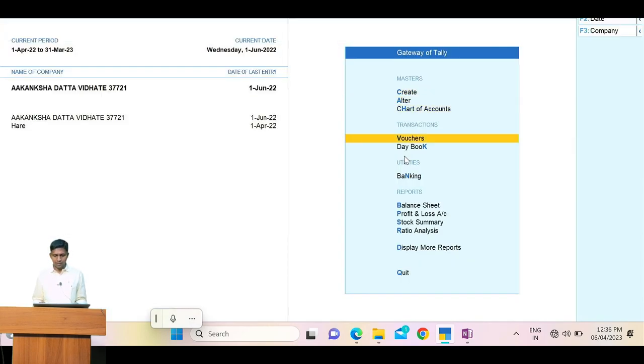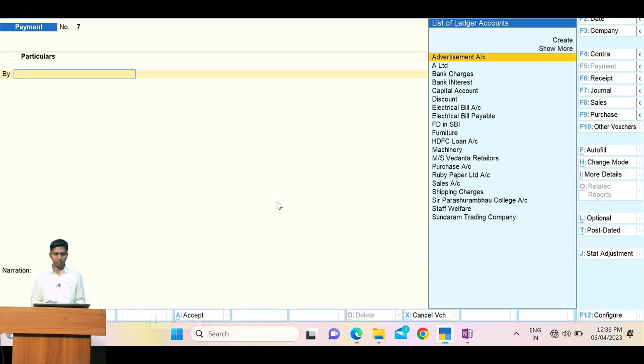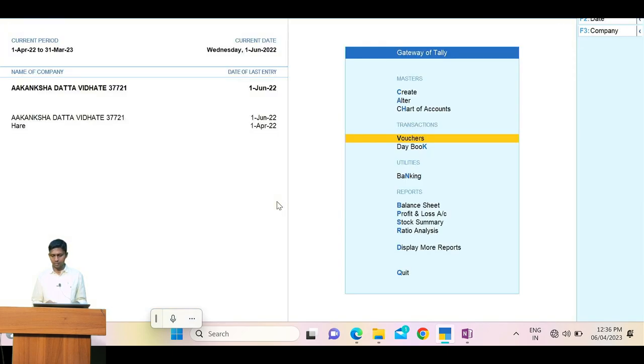Now after creating the voucher type, again in a voucher, they are saying bill of material details are given. Therefore you should give bill of material details. This bill of material details is for what? For the OMR sheet, one OMR sheet. Therefore, you must first change the OMR sheet. What I will do, I will again take a break.